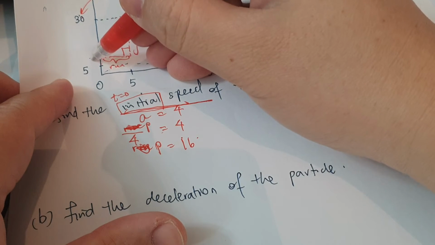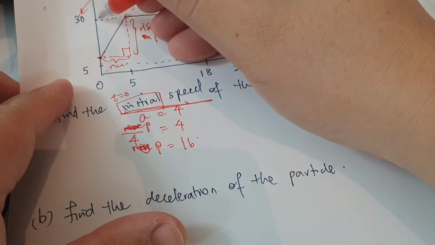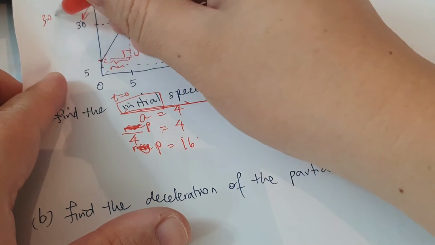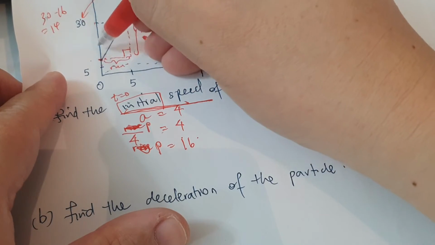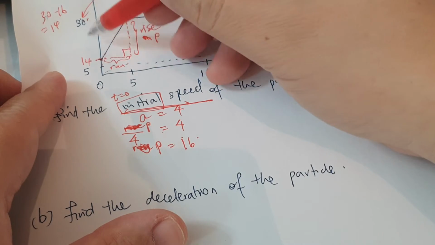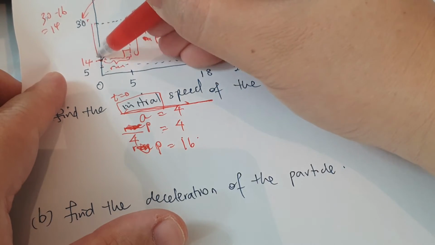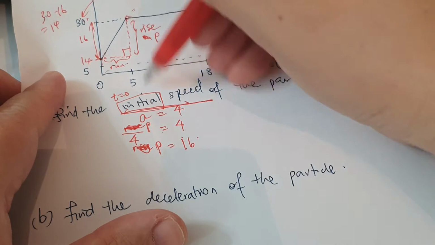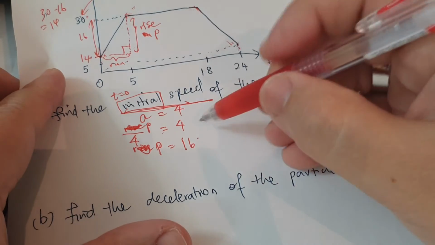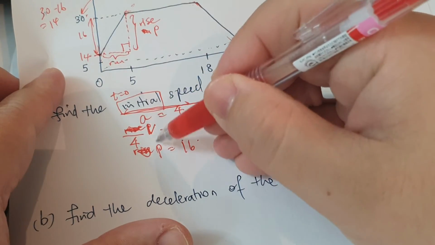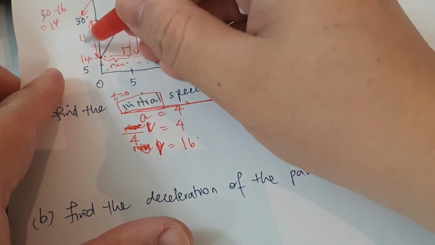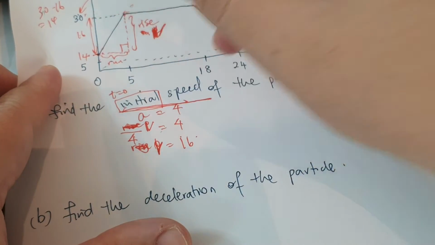Is this 16? No, it means that from here to here is 16. So you must take 30 minus 16, which is 14. So this is 14. Correct or not? If this is 14, then 30 minus 14 is 16, which is your rise. So the answer is the initial velocity, you can call it v. You can call it anything you want, it doesn't matter as long as you can do the question.